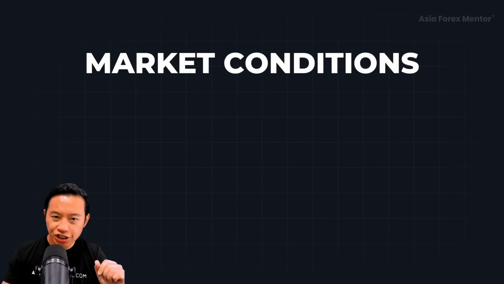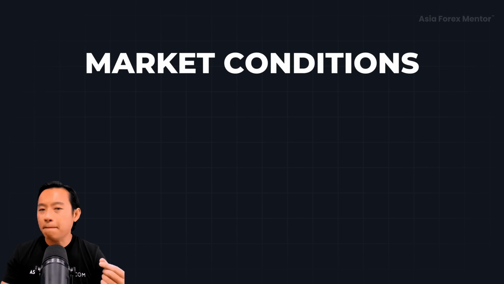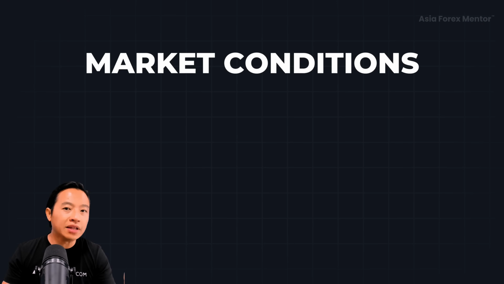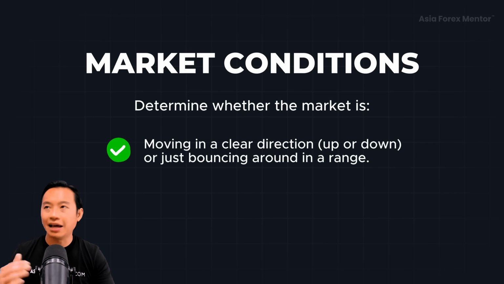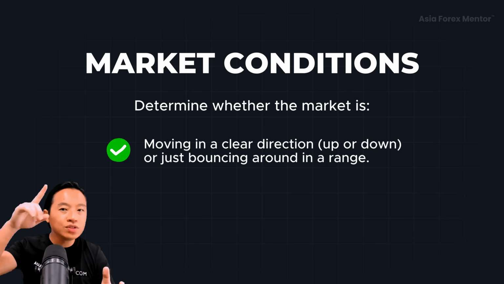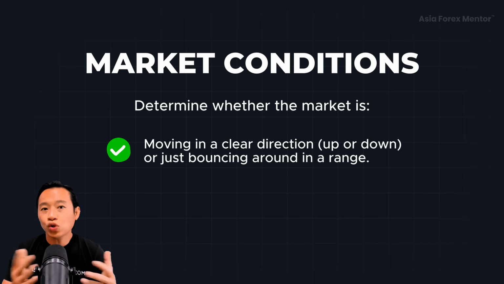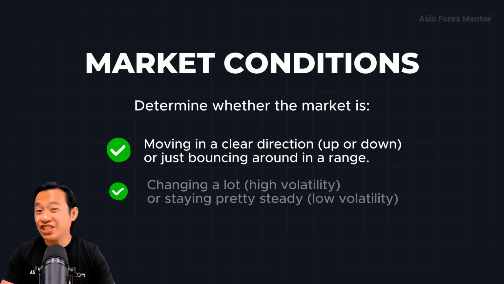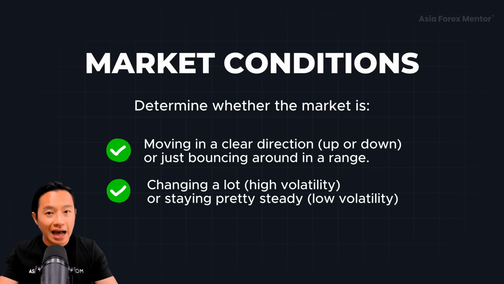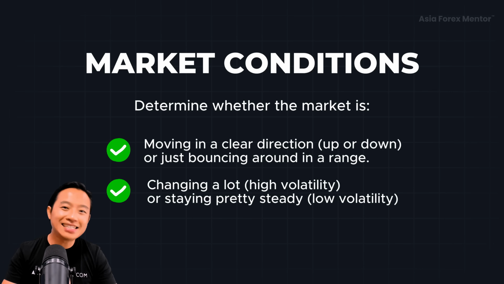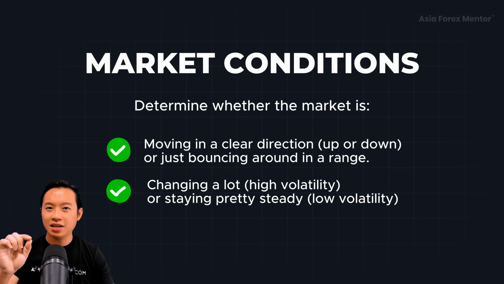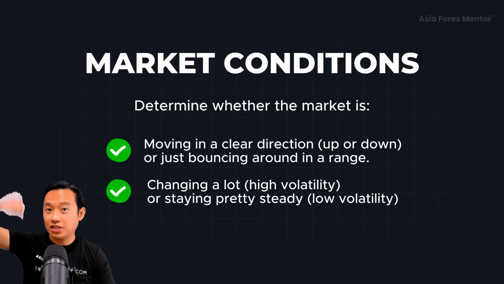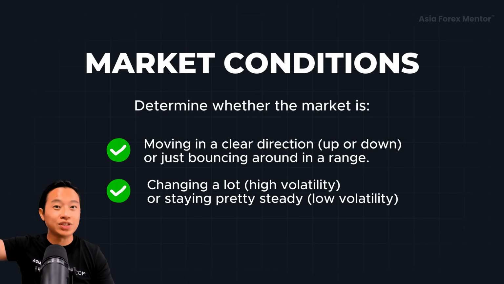So, market conditions. When looking at market conditions, you will want to determine whether the market is moving in a clear direction. Is it moving clearly up or clearly down? Or is it just bouncing around in a range? You also want to see if the prices are changing a lot, which means high volatility, or if they are staying pretty steady, which is low volatility. If it's trending, it could be bouncing a lot, or it could just be going up really steadily.